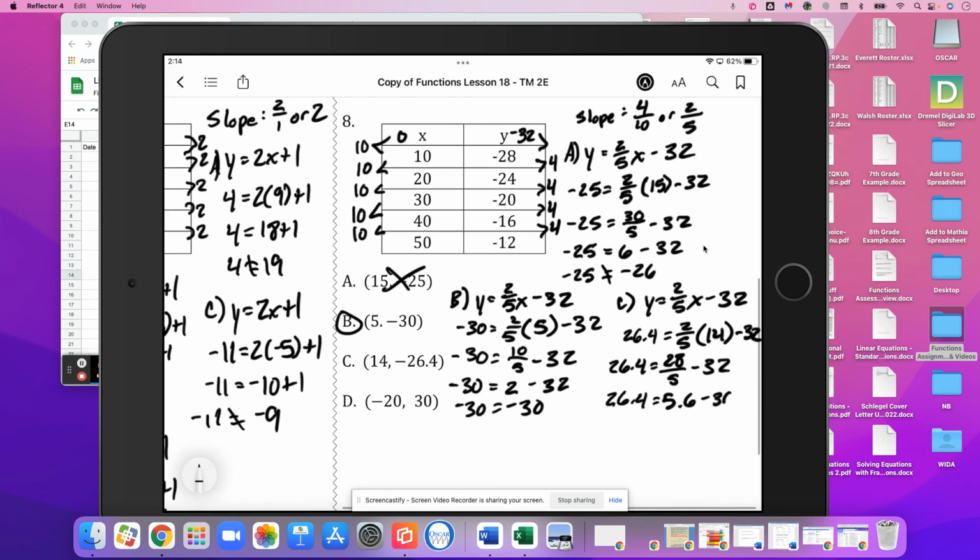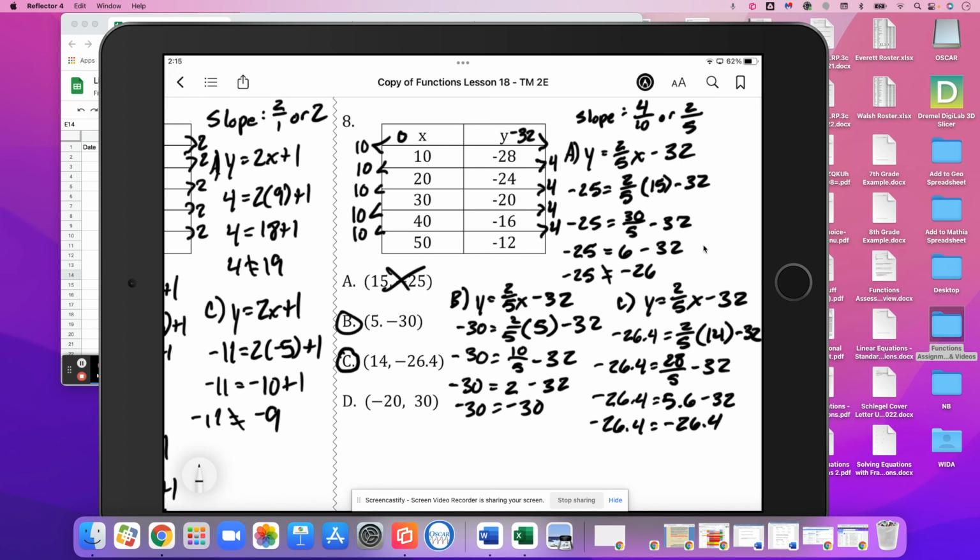5.6 minus 32. I'm going to have to use my calculator for that one too. 5.6 minus 32 is negative 26.4. Oh, and it's been negative 26.4 the whole time. I forgot the negative sign. I missed it. So negative 26.4 is equal to negative 26.4. That's the end of the day here at Harrison.